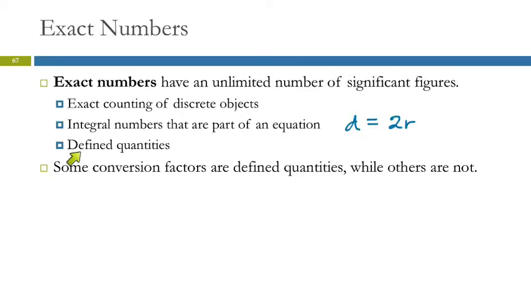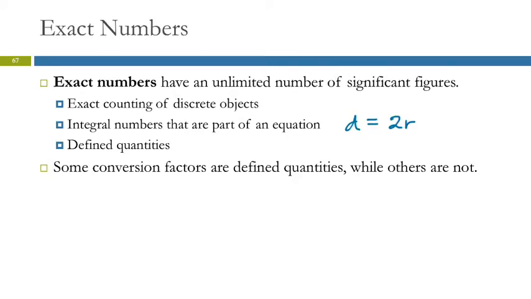And the other one that we'll run into are defined quantities. 1 dozen is 12 things. It's exactly 12 things. You go to the store and you buy a dozen eggs, it's always exactly 12 eggs. It's not 12 and a half eggs. It's not 11 and a half eggs. That would be messy, wouldn't it? Half of an egg. They're defined. Now, some of the conversion factors are defined quantities and others aren't. And that can get a little confusing.